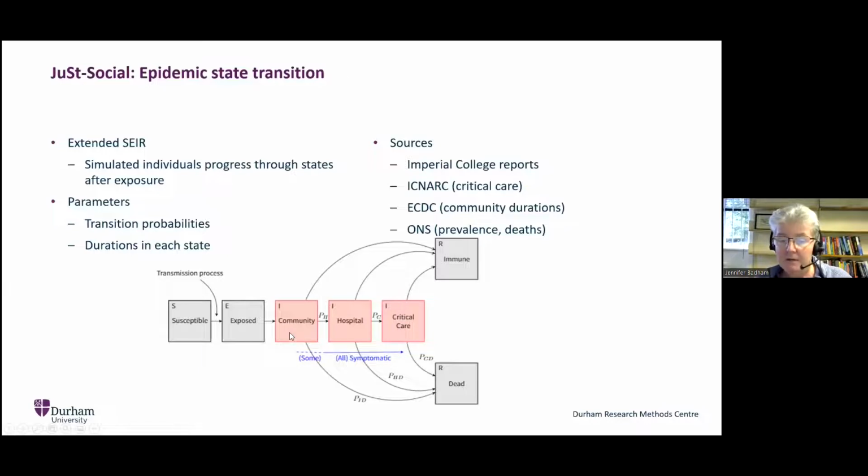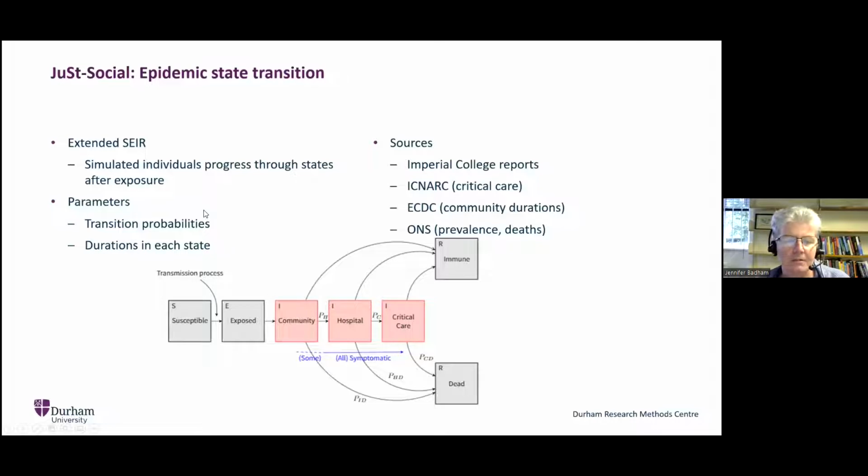They might recover, they might die directly from being infectious in the community without ever going to hospital, but they might get more serious and go into hospital. And again, from hospital, they can either recover, or they can die, or they can get more serious again and go to critical care. So these are the paths that the simulated people can go through within the agent-based model.